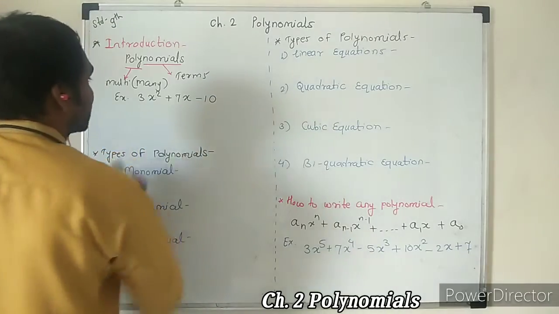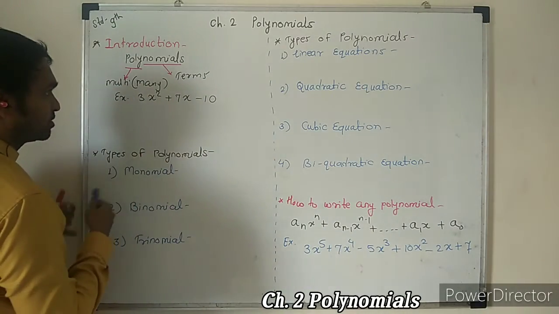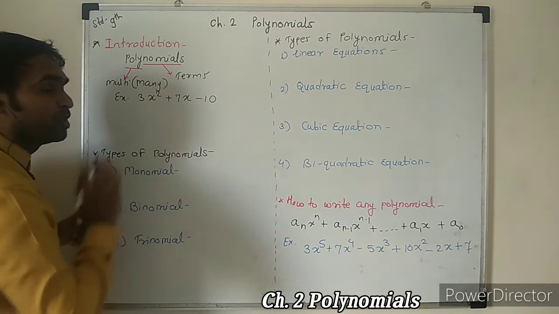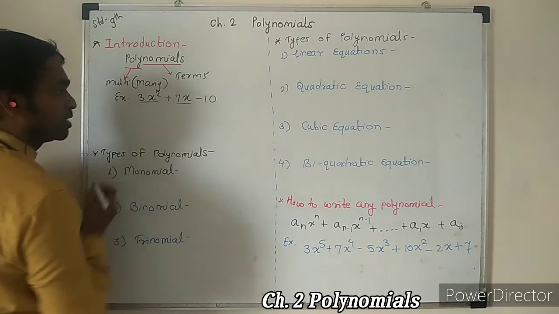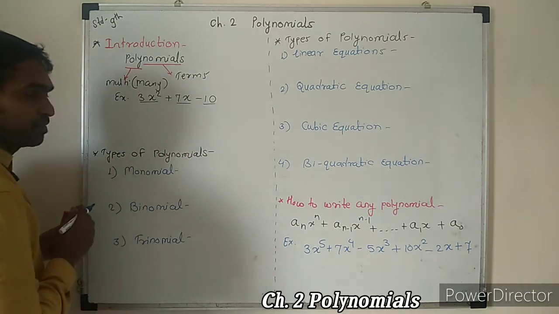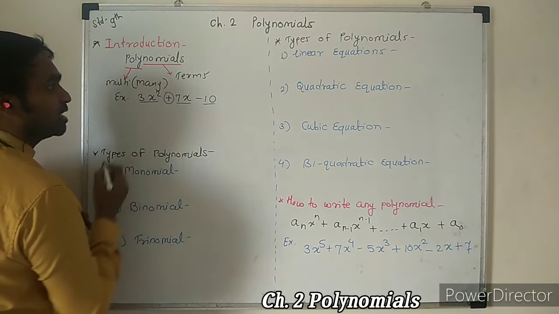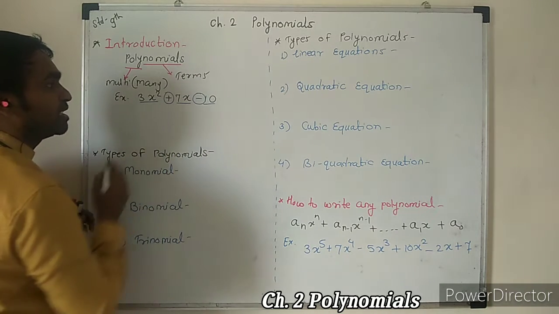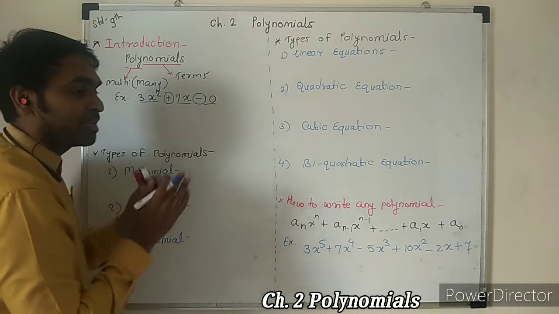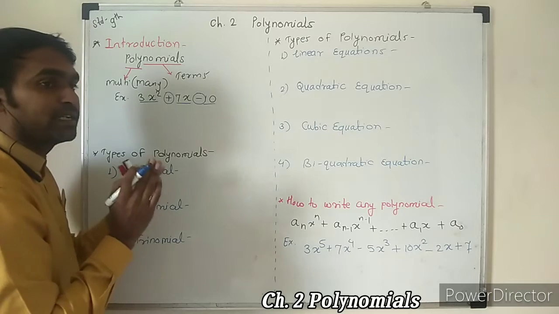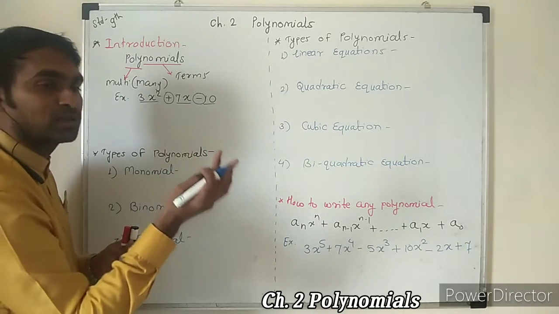See the example: 3x square plus 7x minus 10. Here how many terms are there? 3 terms. See, 1 term, 2 terms and a third term. These 3 terms are connected by operations, that is the plus and minus symbols. So an algebraic expression, a polynomial, means a combination of constants, variables and coefficients.